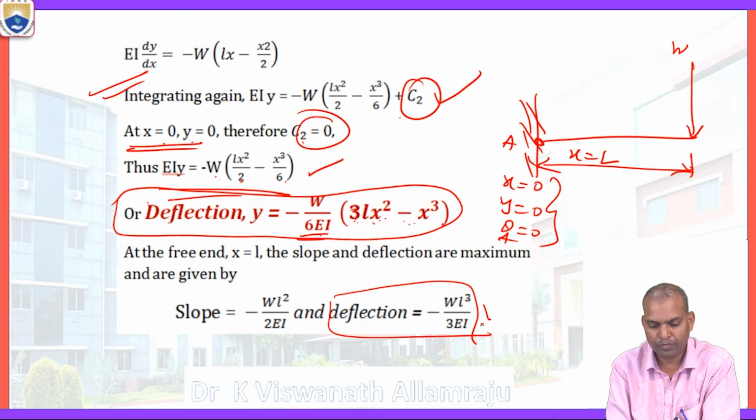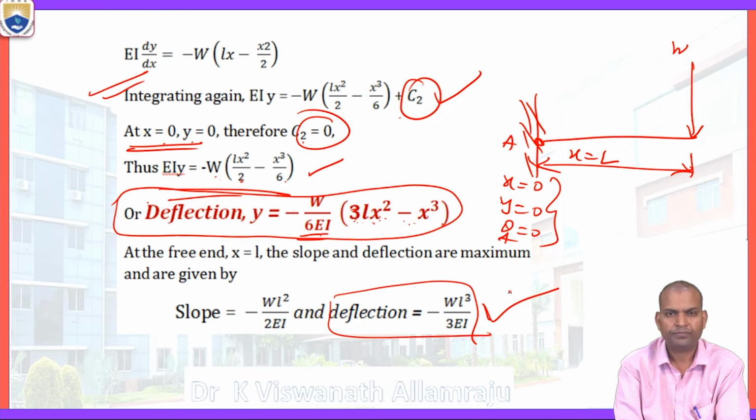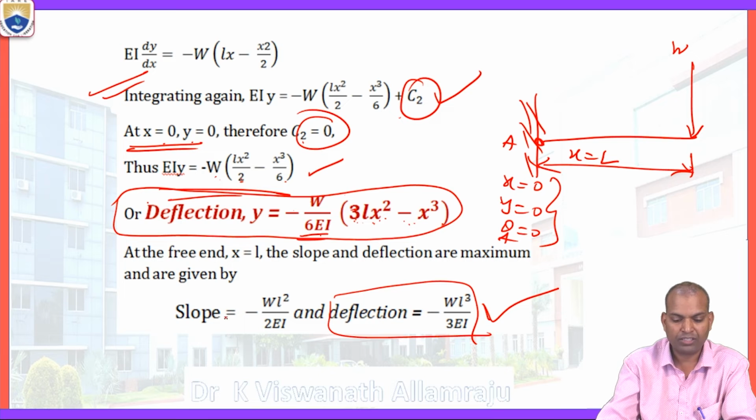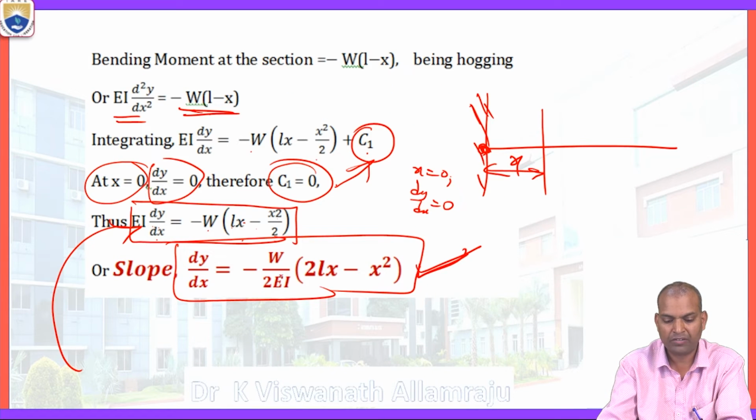That is WL cube by 3EI. Now, at x equal to L, substitute x equal to L in the slope equation. That is 2L square minus L square, that is minus negative of WL square by 2EI.